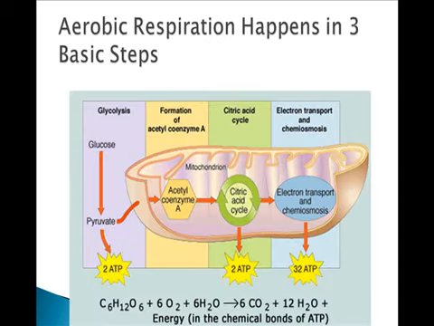Aerobic respiration happens in 3 basic simple steps, and I'm going to break them down to as simple as I can for you. It's a lot more complicated than this, obviously, but in introductory biology, you need no more than this. So the first step is glycolysis. Happens in the cytoplasm, and it's the breakdown of glucose into 2 pyruvate molecules, and a small amount of ATP is generated, 2 of them.